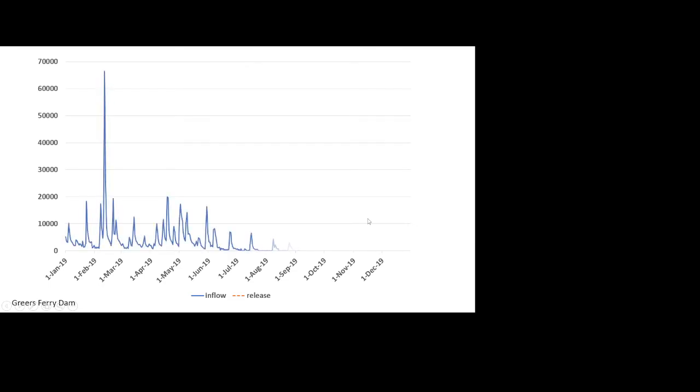Now, with a storage reservoir like Greers Ferry, again, we're looking at 2019, you would expect some of that water to be stored. In other videos, I go into what governs the operations of storage dams, so I won't go into detail about that. But ultimately, the difference between flow-through and storage is that you would not expect the inflow and the release to be the same for a storage reservoir.